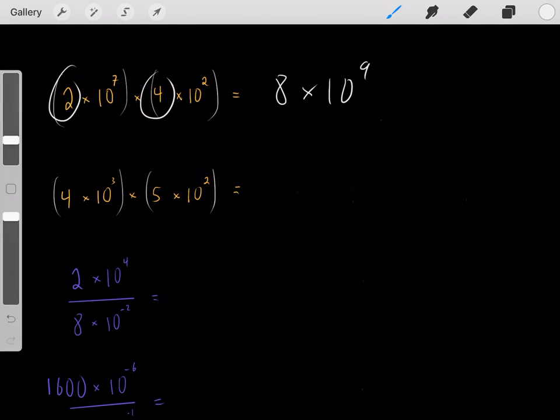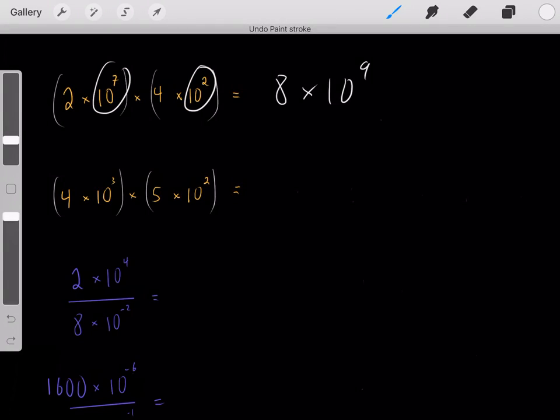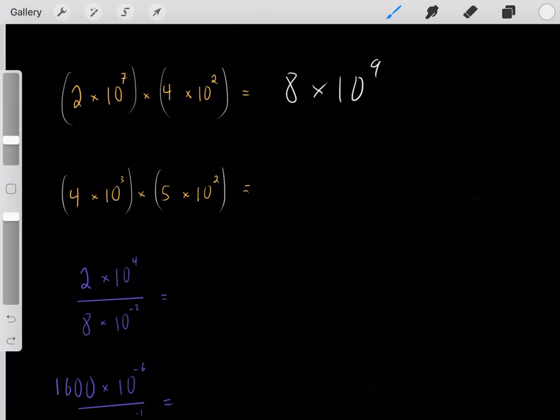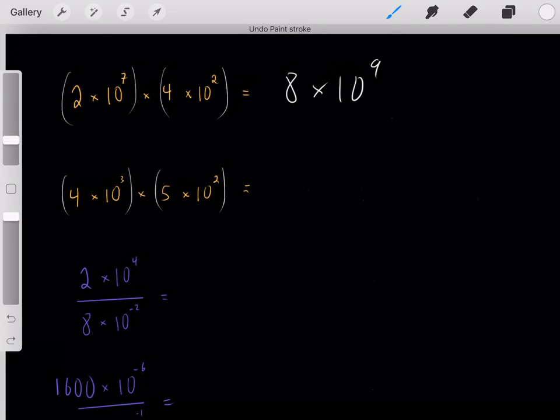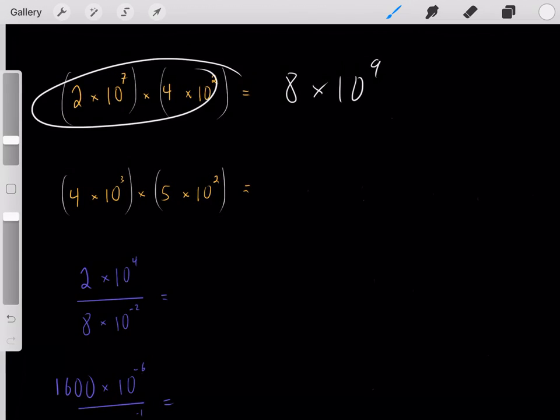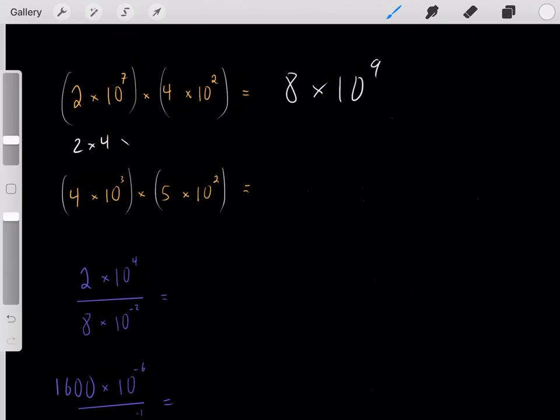So now we have our answer. Again, I like to focus on the little guys, take care of those first, and then focus on these big guys. And we know how to solve those, so now we know our answer is 8 times 10 to the 9. Because of the way multiplication rules work, this is essentially the same thing as 2 times 4 times 10 to the 7 times 10 to the 2.